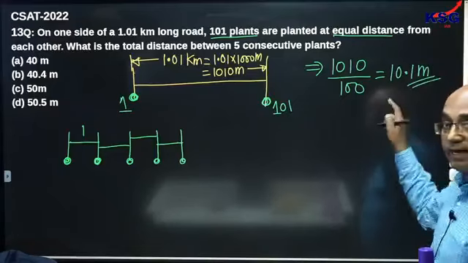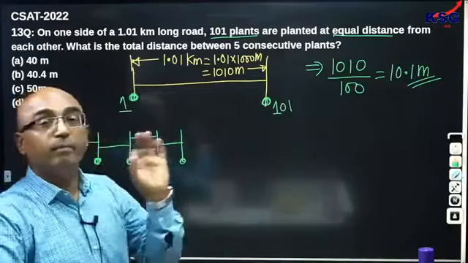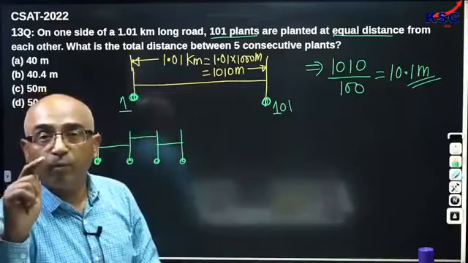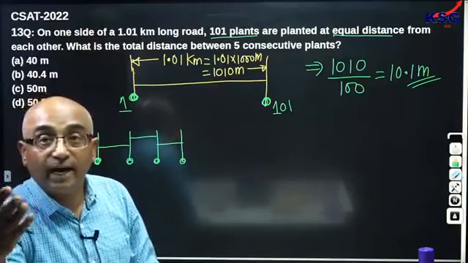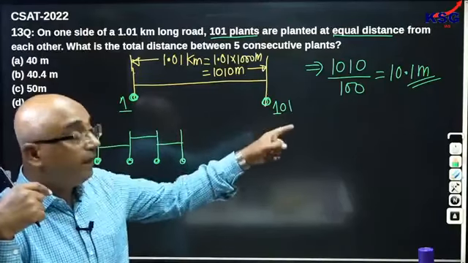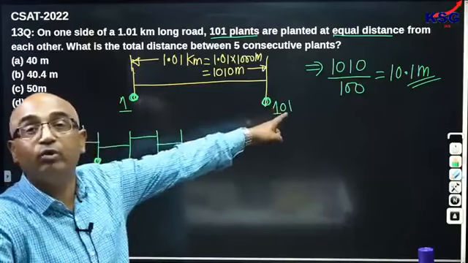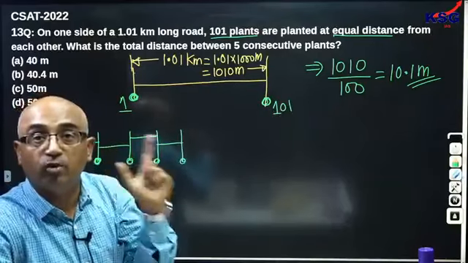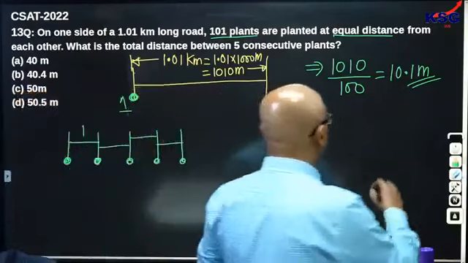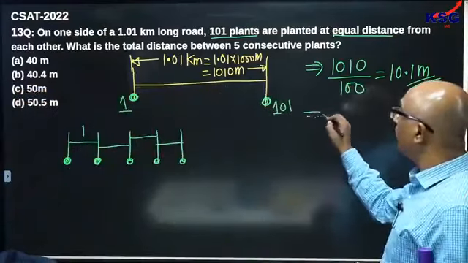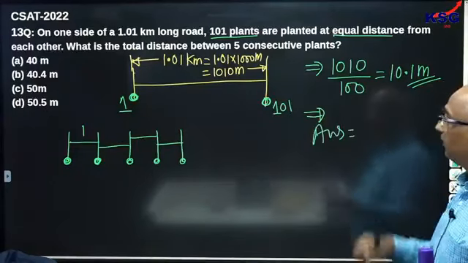Students, try to understand the meaning of 10.1. 10.1 meter means after a gap of every 10.1 meter, new plants are planted. Those who have divided by 101 are completely wrong. Use common sense, logical sense. See the second diagram. After every 10.1 meter, one new plant is planted. Therefore, see the answer.